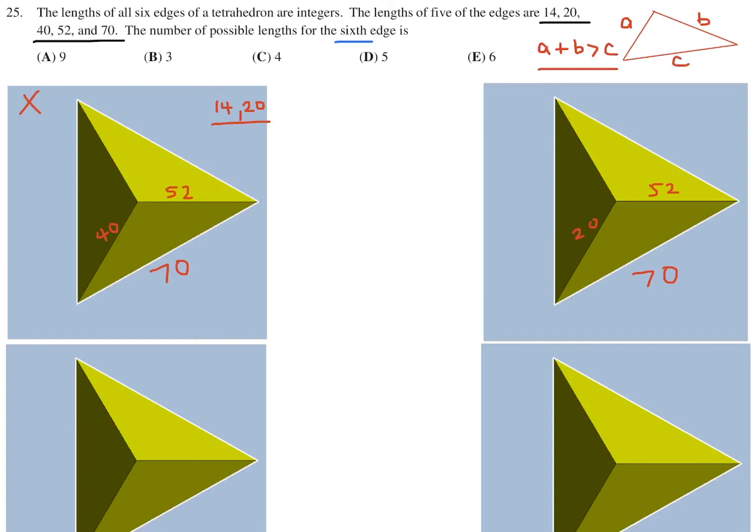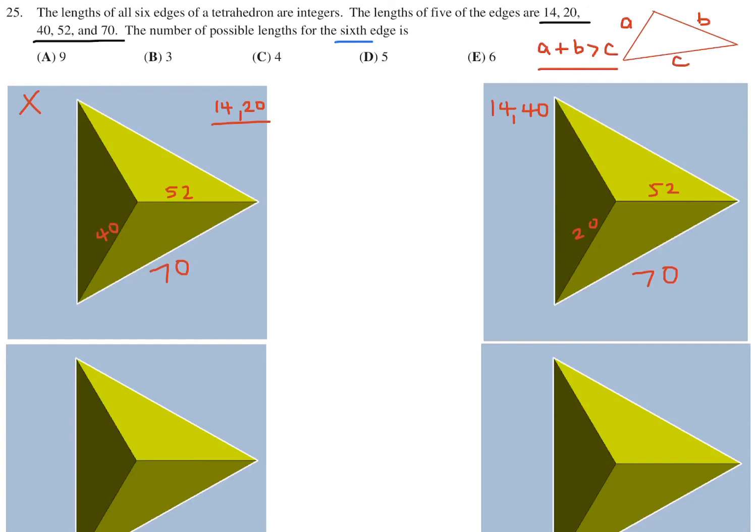Now let's verify that. How about just this triangle right here? Does it match our rules? This fundamental rule up here. Well, 20 plus 52 is indeed greater than 70. 52 plus 70 is indeed greater than 20. And 20 plus 70 is greater than 52. So that is fine. Now, what do we have left? We have a 14 left and we have a 40 left. Correct?